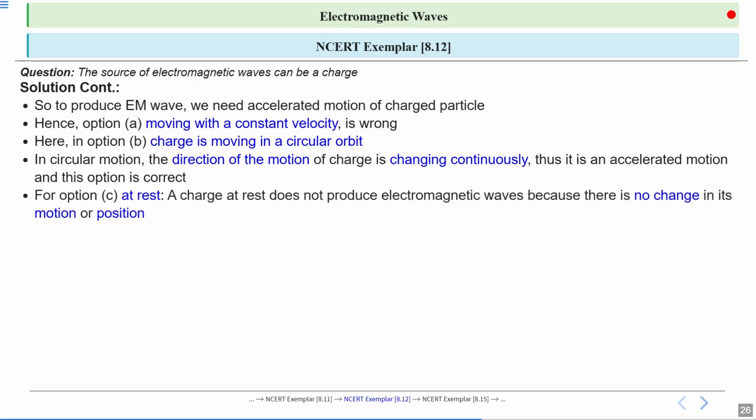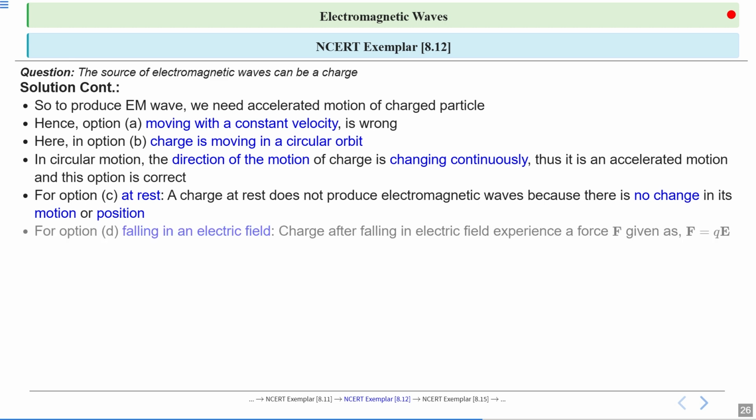For option C, at rest, a charge at rest can only produce a static electric field. So a charge at rest does not produce an electromagnetic wave because there is no change in the motion or position. So there is no acceleration, there are no electromagnetic waves.